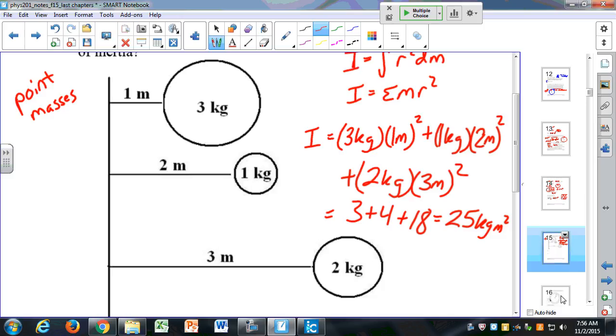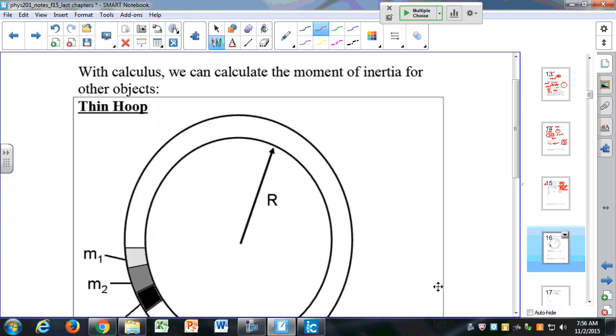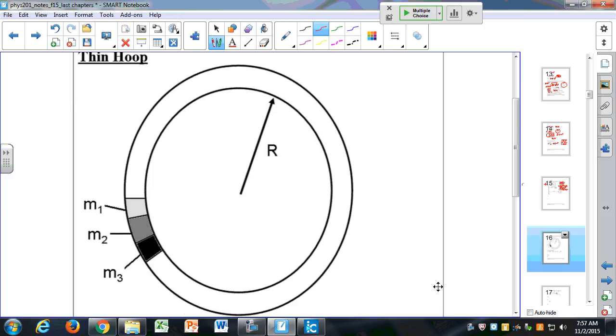Now, if we look at a rigid body, we use integral calculus to calculate the moment of inertia for other objects. We're just going to solve this integral. That I is the integral of r squared dm. This was the easiest, the thin hoop. I have a hoop that has a radius r, and it rotates about this axis. This is my axis of rotation. We'll see this in just a bit, but the axis of rotation can change your moment of inertia a lot.